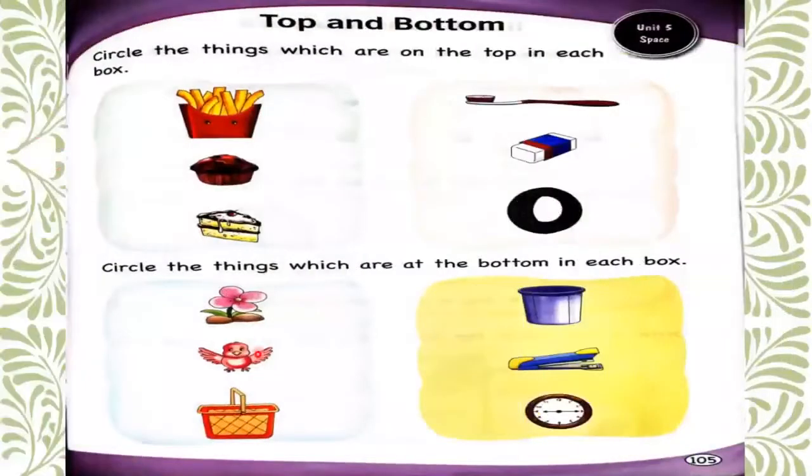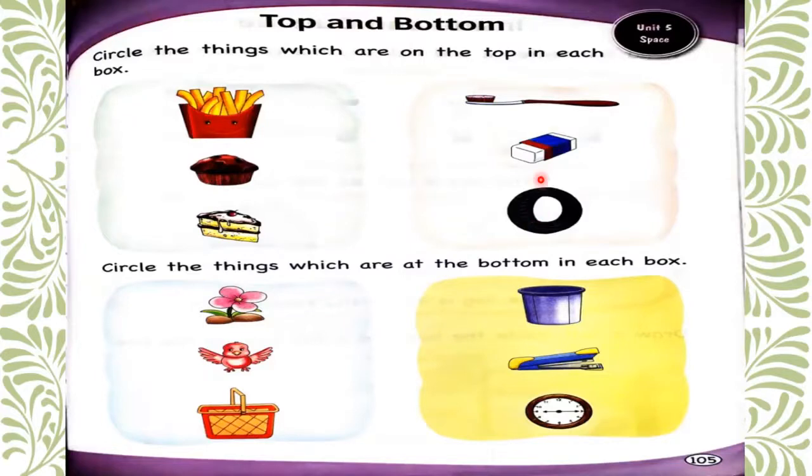Now, this is the worksheet, page number 105 of your maths book. This you have to complete. The question is, circle the things which are on the top in each box. Here we can see one box. There are 3 eating items. So you have to circle the things which are on the top. Which one is top? This one is top. So you have to make a circle on this picture.